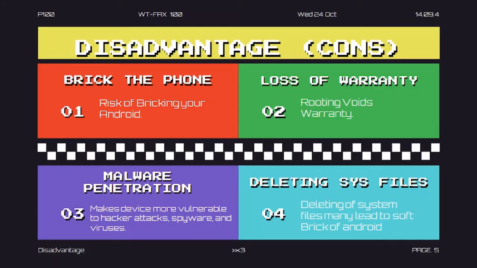Next is deleting system files. Deleting system files may lead to a soft brick of Android phones. Some important files are there in your Android root directories, and when you delete those files, it can lead to a soft brick of Android.